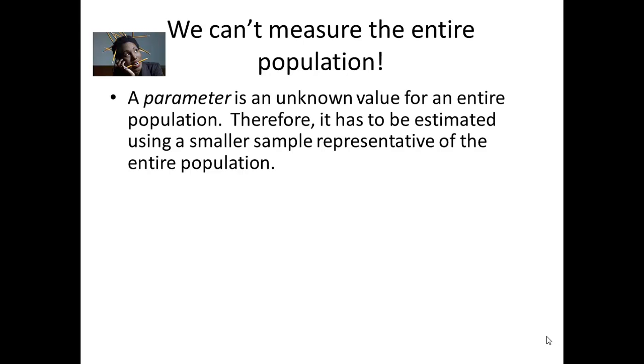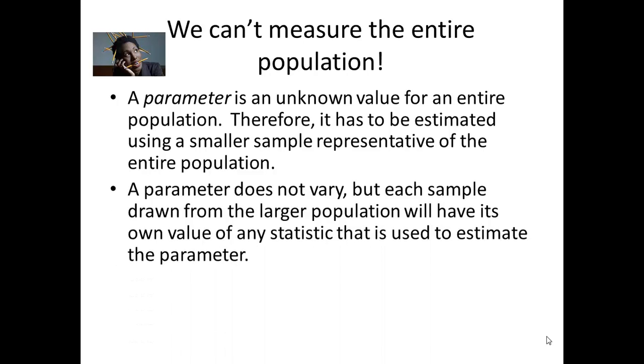A parameter is an unknown value that represents the data that we would collect for an entire population. And since we can't measure them, we have to estimate it using a smaller sample representative of the larger group. A parameter doesn't vary, but each sample drawn from the larger population will have its own value of any statistic that is used to estimate the parameter.